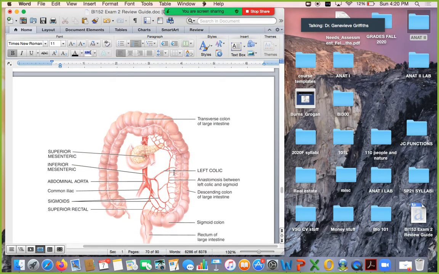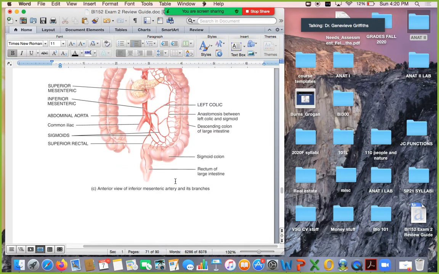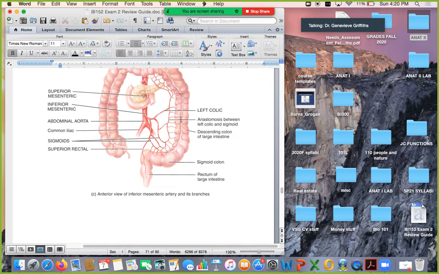The transverse and the left colic region are going to be fed by the inferior mesenteric arteries. Okay, and these here are just anastomosis regions where we can have crosstalk. So if we have blockage of blood flow, we can still get there by going around. And again, that inferior mesenteric is going to do the left colic as well as the sigmoid colon and the rectum.